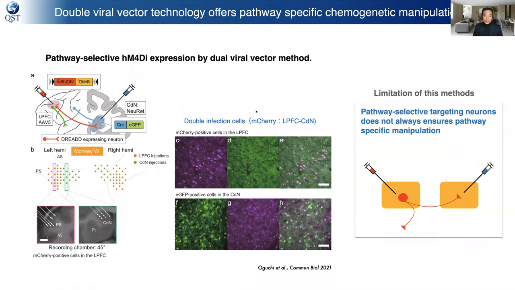But for this method, you need to know the precise anatomical information, like point-to-point anatomical connection. Another limitation is that even though you can identify the pathway-specific target neurons with the double virus vector way, if a neuron has a bifurcation and projects to other locations, you may also change the activity of the projections to other areas, which you did not want to change. So this is a kind of limitation of this two virus vector technology.